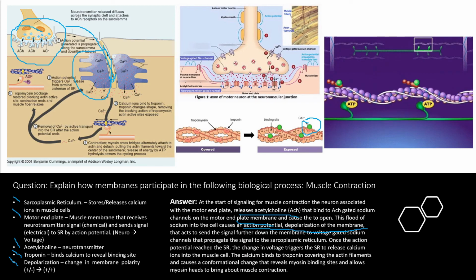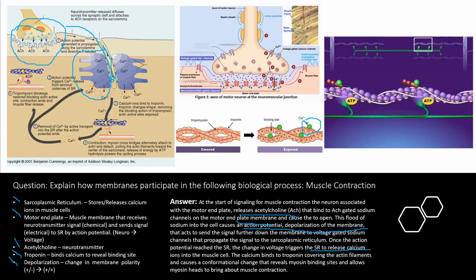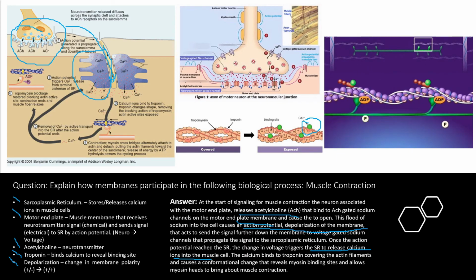And then we've also mentioned how the sarcoplasmic reticulum as a membrane system releases calcium into the muscle cell, and how this calcium then affects a change by binding to troponin and ultimately revealing myosin binding sites that allow them to bind and bring about muscle contraction.